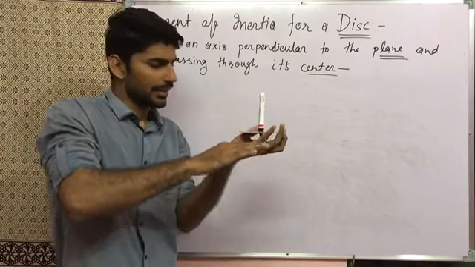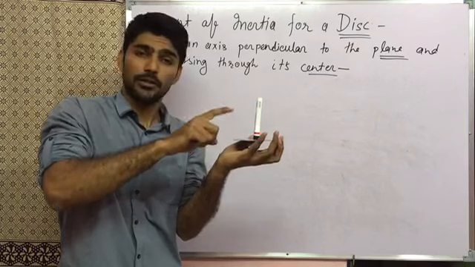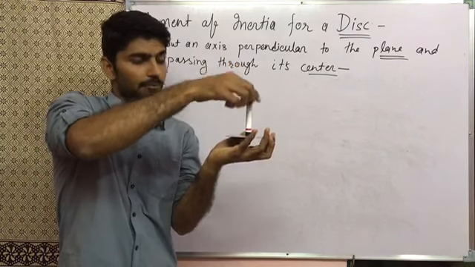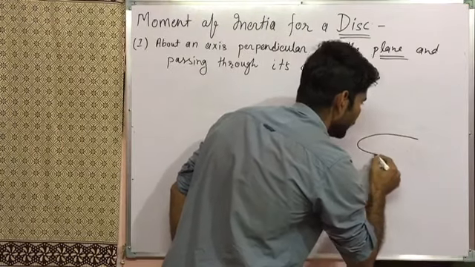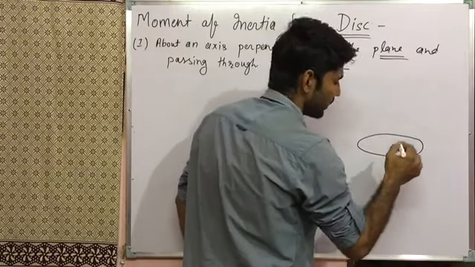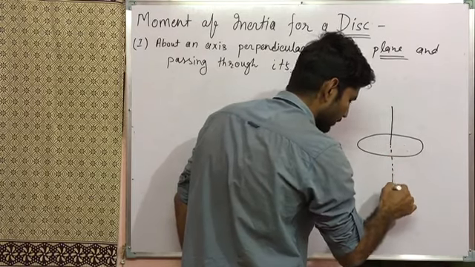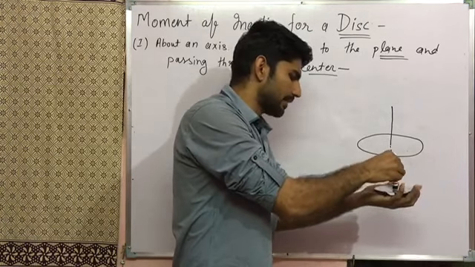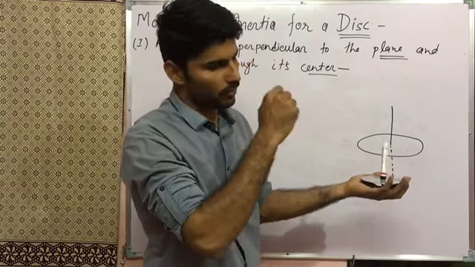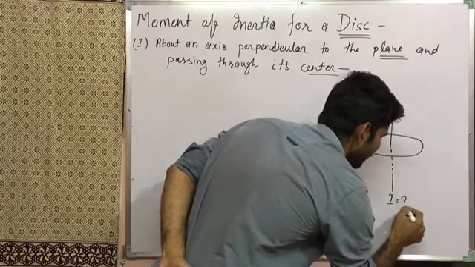So this is the disk and this is the plane of the disk, and this axis is perpendicular to the plane of the disk and passing through its center. So we draw the diagram here: this is the disk and this is the axis, passing through its center and perpendicular to the plane. About this axis we will determine the moment of inertia in the first case.